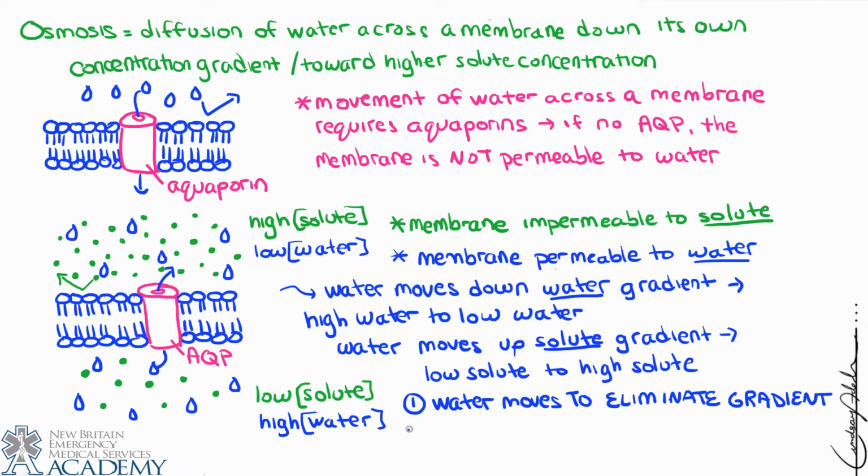So we can revisit our questions from last time. The first is, why does the water move? And the answer is to eliminate the gradient. So same as the reasons why the solute molecules move. And then, why does water need a channel?